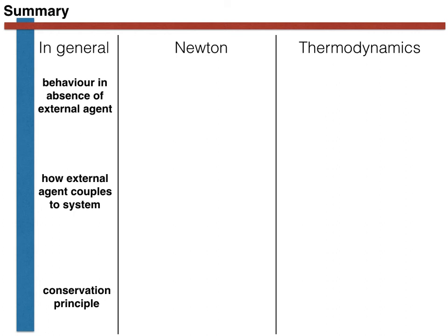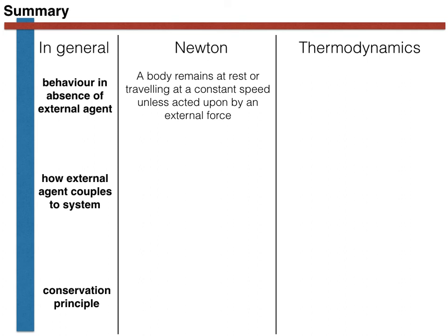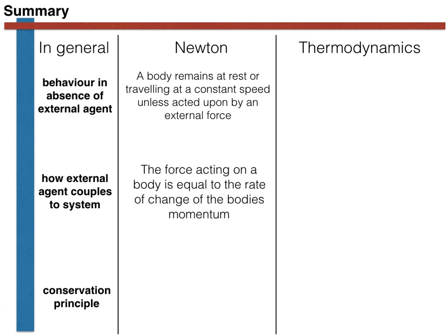In Newtonian physics, these three tasks are done by the three laws. The body remains at rest or travelling at a constant speed unless acted upon by an external force. The force acting upon the system and applied by the external agent will cause the momentum of the system to change. Then, last but not least, we have the conservation principle enshrined in the third law that tells us that if the momentum of the system increases, the momentum of something in the environment must decrease by an equal amount. In other words, every action, and remember action is not force, has an equal and opposite reaction.